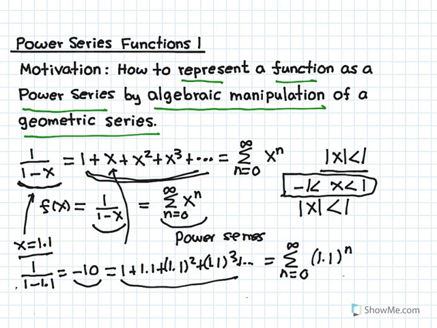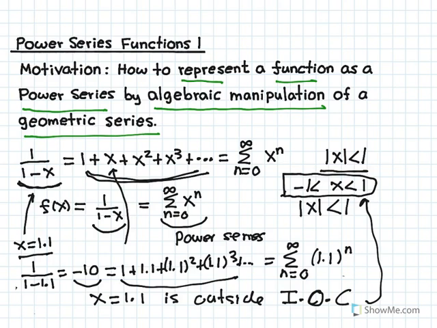So what went wrong? Well, it turns out we can't plug in x equals 1.1 because x equals 1.1 is outside the interval of convergence, which is this part here, x between 1 and negative 1. So you can only plug in values of x between negative 1 and 1, and for these values of x, this infinite series can be represented by this function 1 over 1 minus x. This function 1 over 1 minus x is a closed form for the sum of this power series.